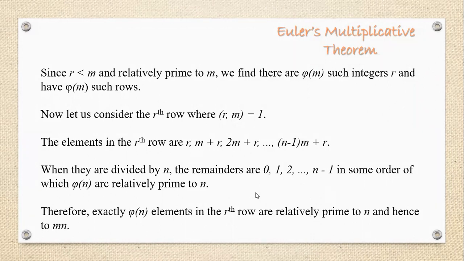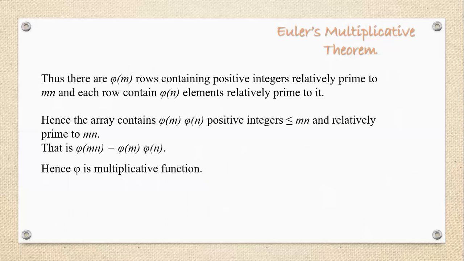So this is the theoretical part only. You just try to understand it yourself with the help of any number. You can easily find it, right? Thus, there are phi of m rows containing positive integers relatively prime to mn, and each contains phi of n elements relatively prime to it.